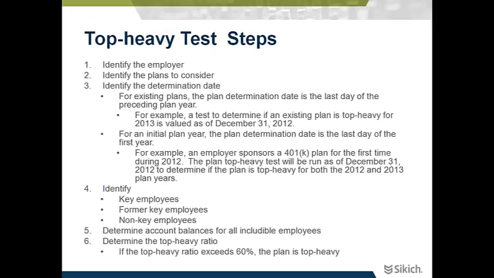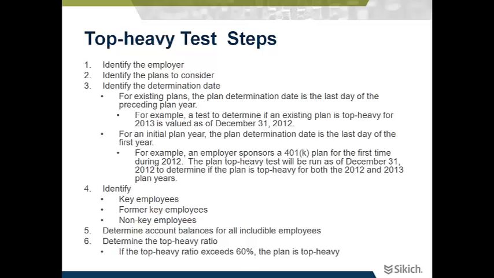So now let's go over the top-heavy steps. Steps 1 and 2: Who is the employer? Well, the top-heavy determination has to be made taking into account all plans maintained by the plan sponsor, plus any other company that is a member of a controlled group or an affiliated service group organization that includes the plan sponsor. Step 3, we need to know what the determination date is for the plan year. So it's important to pay attention to whether it's an existing plan or an initial plan year. Step 4, we need to know which employees are or formerly were key employees.